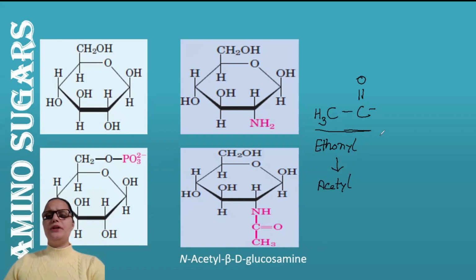If this acetyl group is associated with H, then it will form an aldehyde, which can be called ethanal, right? Or we can say acetaldehyde in common language, while its IUPAC name will be ethanal. While if it gets associated with R, meaning another methyl group or ethyl group, it can be anything, then it will form a ketone.